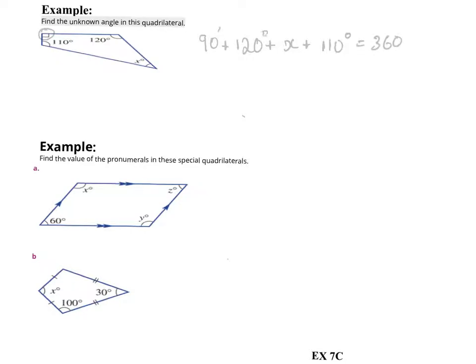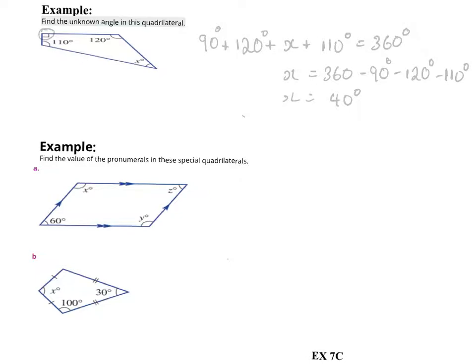360 degrees. So now if I want to get x by itself, I'm going to bring all of those over the other side and take them away. So 360, take away 90 degrees, take away 120 degrees, take away 110 degrees, and that leaves me with x equal to 40 degrees.